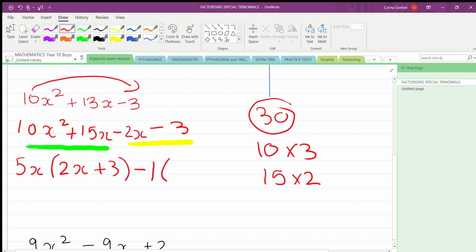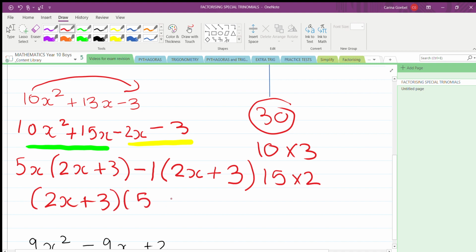Then open up your brackets. That means you've got 2x. Now you need to be careful here, because if you have a minus in front of your bracket, it's going to alter the sign that follows. So that sign there will then change. That being a minus will change to a plus. And you also need to mirror this bracket, because these two brackets need to be the same. So you will have 2x plus 3, 5x minus 1.